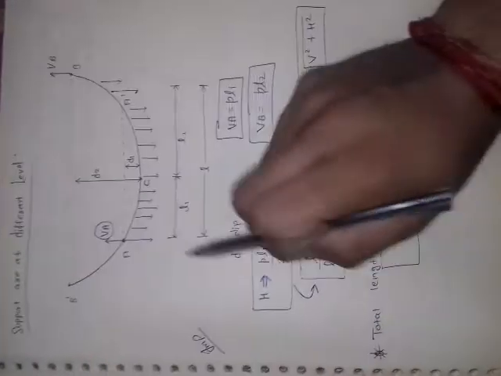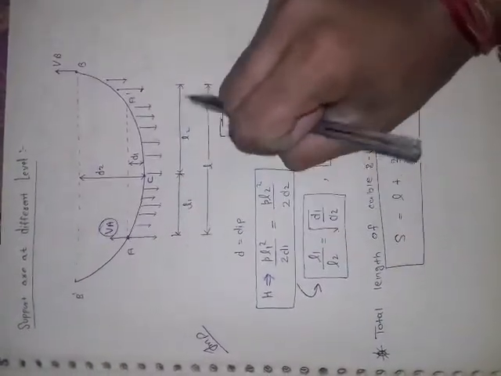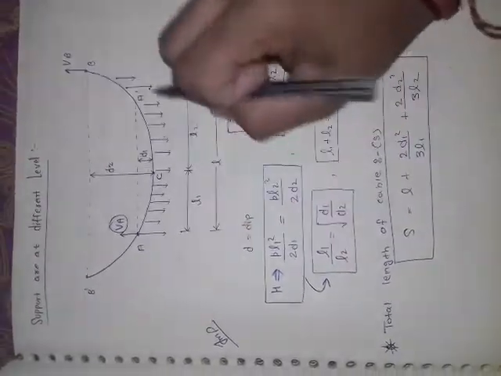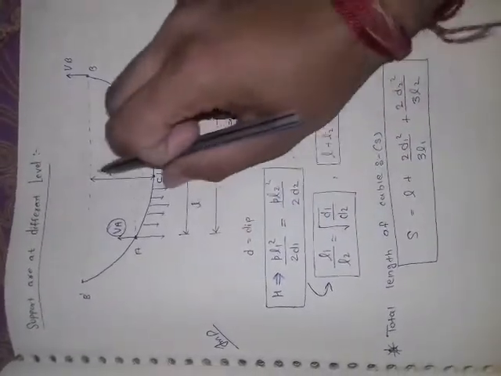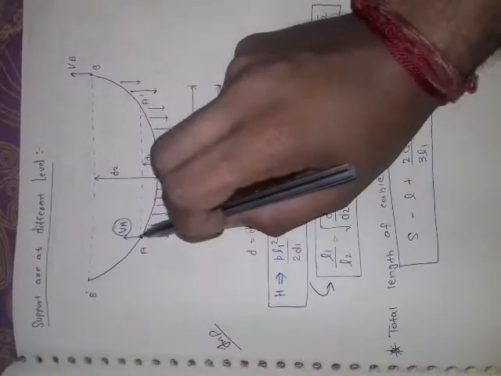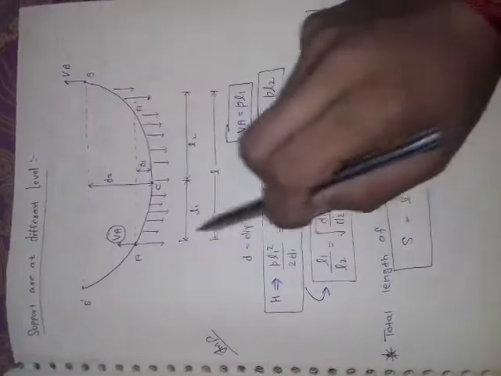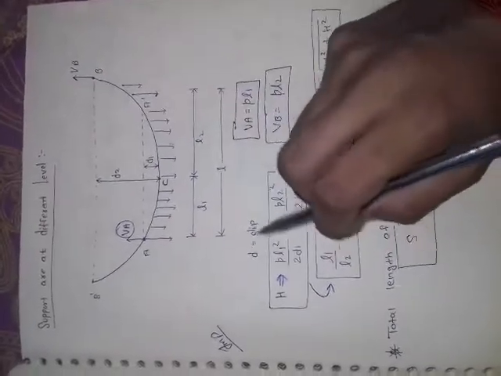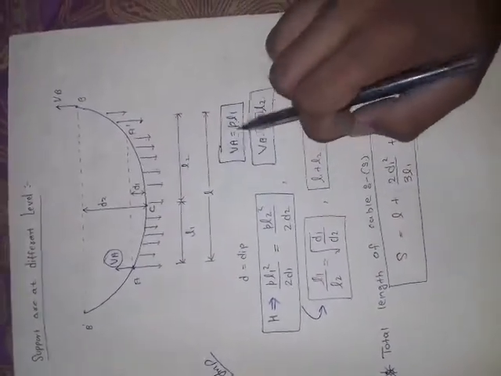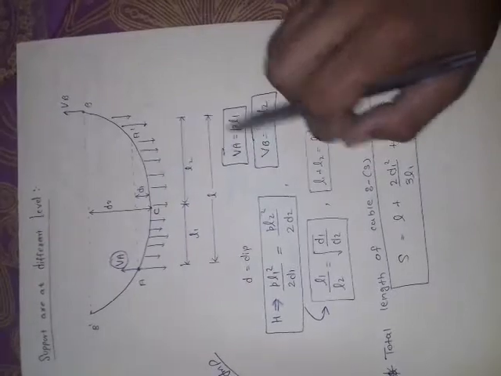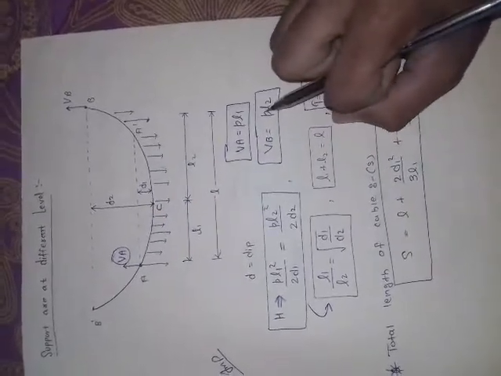So the supports are at different levels. This is distance L1, this is distance L2, and the load is acting. This is dip D1 and this is D2. Here is VA and here is VB, which are at different levels. L is the total span and D is the dip. So VA is equal to P into L1 and VB is equal to P into L2.